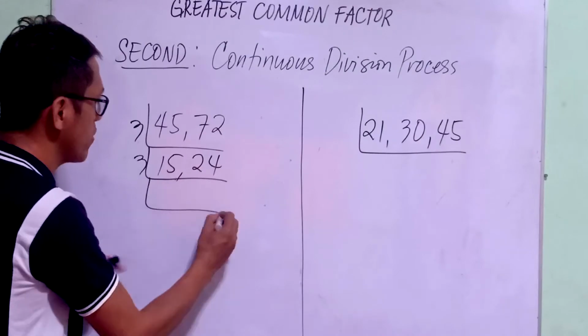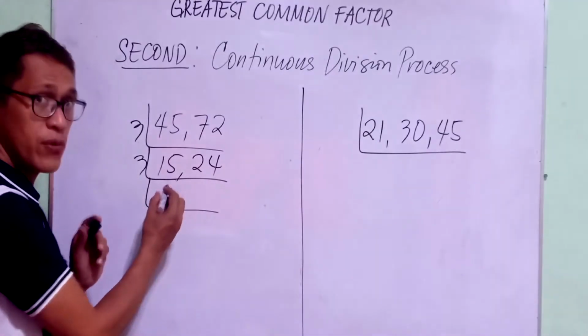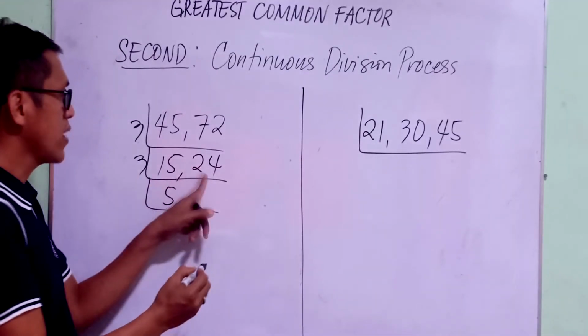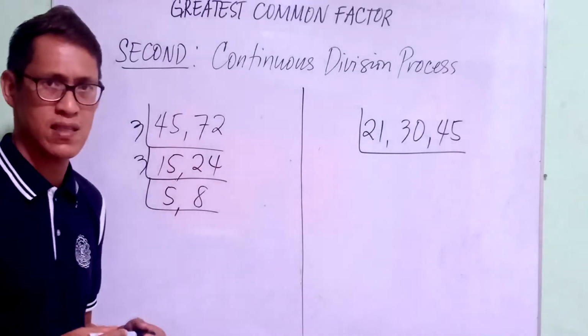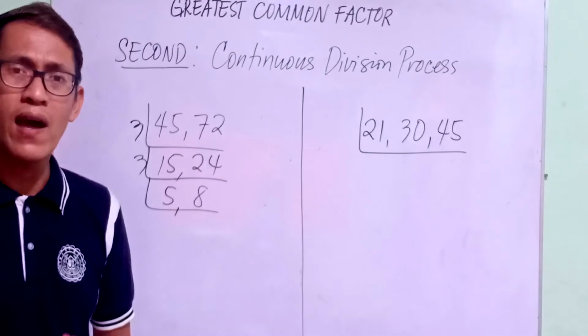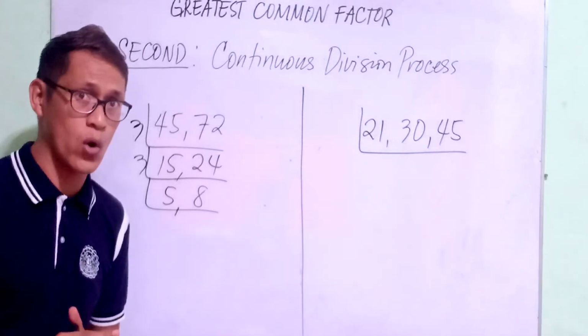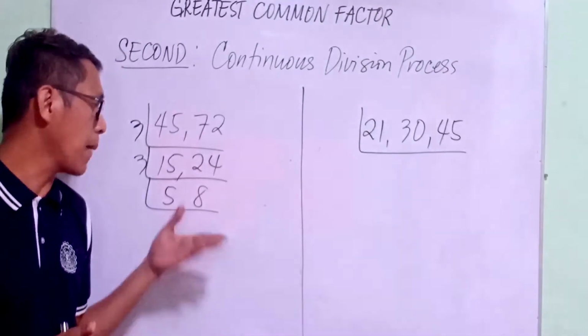Let's divide them by 3 again. 15 divided by 3 is 5. 24 divided by 3 is 8. But look at 5 and 8. The only number you can divide them by is 1, or the common factor is 1, right? So meaning you stop here.